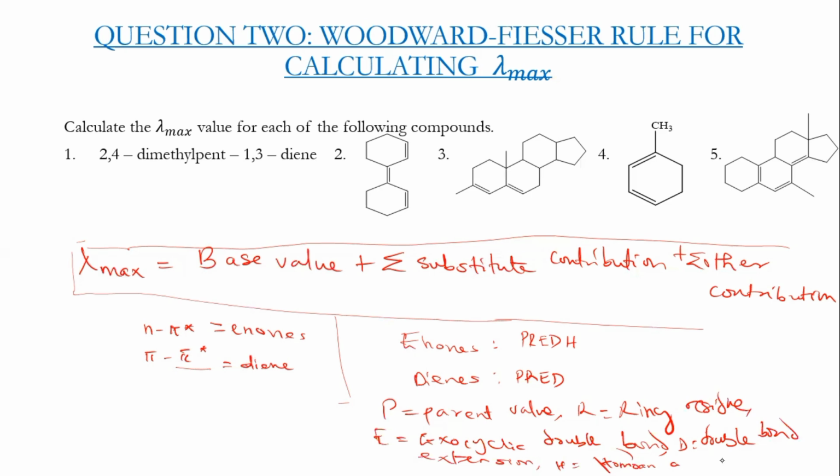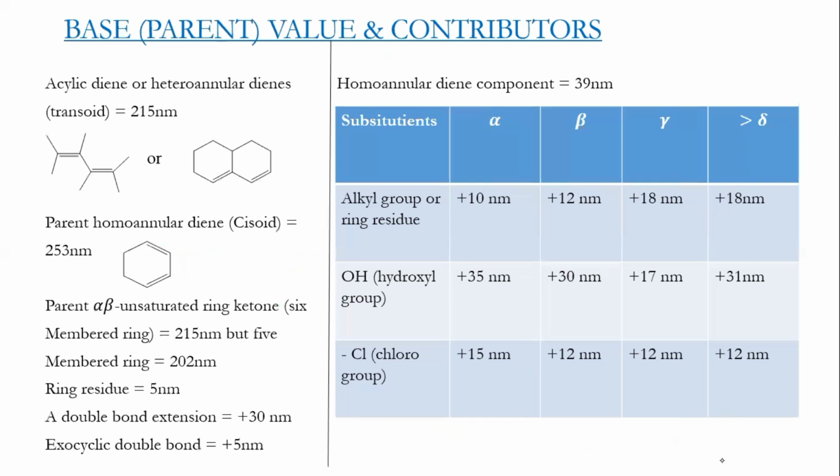Let me talk about the base values, the parent values. For acyclic dienes or heteroannular dienes, acyclic means a non-cyclic compound, a compound that is linear, not in a cyclic form. So when you have it, the base parent value is 215. And if it's like this, you can see the double bond is not in the same ring, so therefore it is a heteroannular diene.